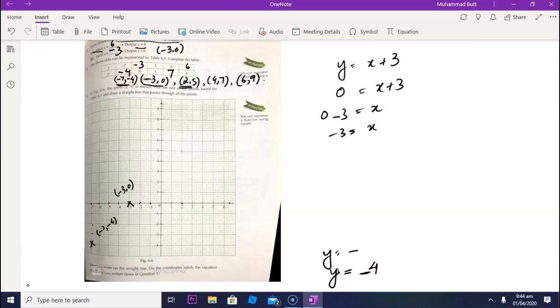This ordered pair is drawn in your book. Next is 4 and 7: 4 units to the right, 1, 2, 3, 4, and 7 units up, 1, 2, 3, 4, 5, 6, 7 over here. The last ordered pair is 6 and 9: 6 units to the right and 9 units up, 1, 2, 3, 4, 5, 6, 7, 8 and 9 over here.